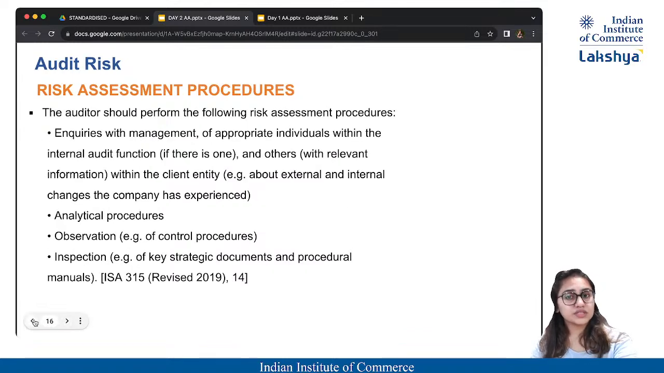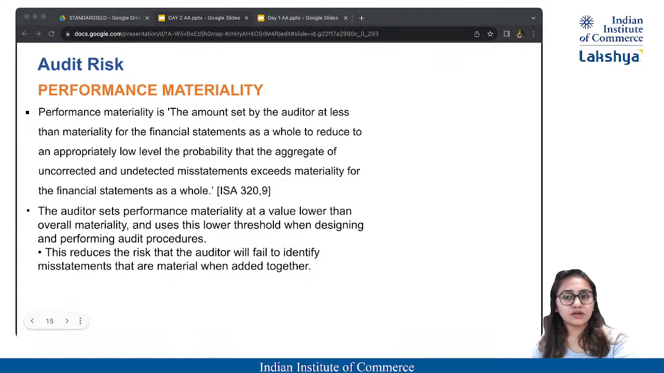Before we begin with the risk assessment procedures, we will take a small break of 10 minutes.